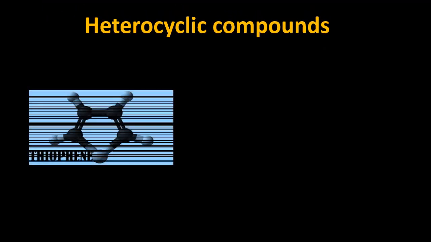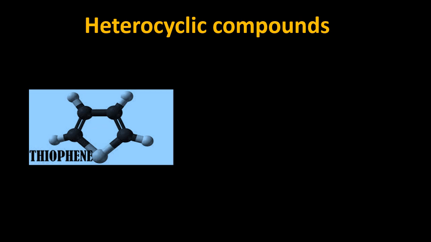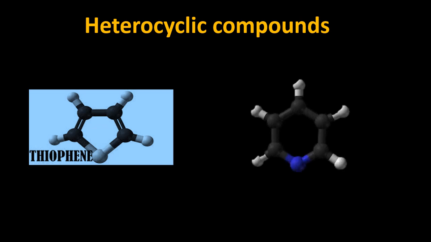Let's take other examples. This is thiophene, having sulfur with a carbon ring. One sulfur is present with 4 carbon atoms. And what is this? This is pyridine, having nitrogen in a carbon ring. When 2 rings are joined together with the nitrogen, that will be quinoline. And a single ring of carbon atoms with nitrogen is pyridine.